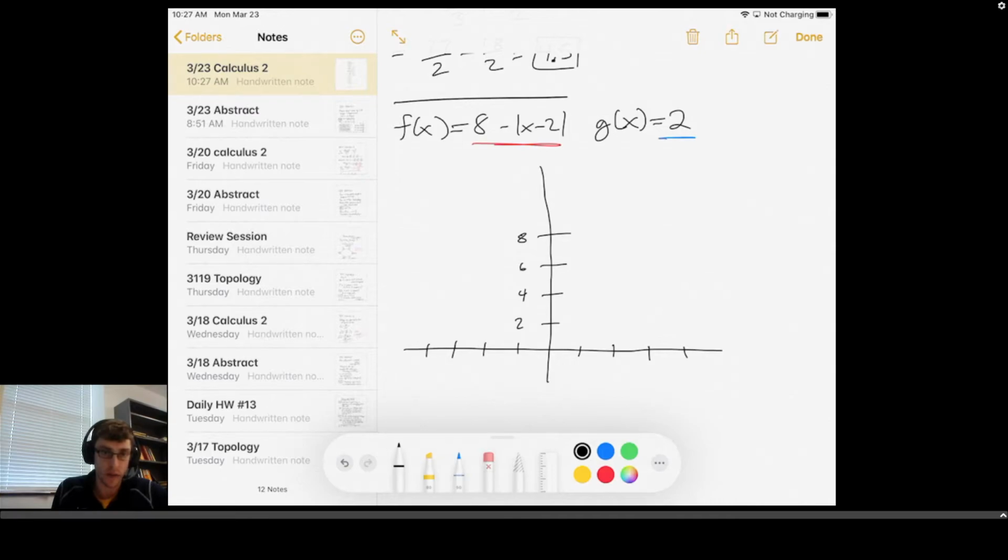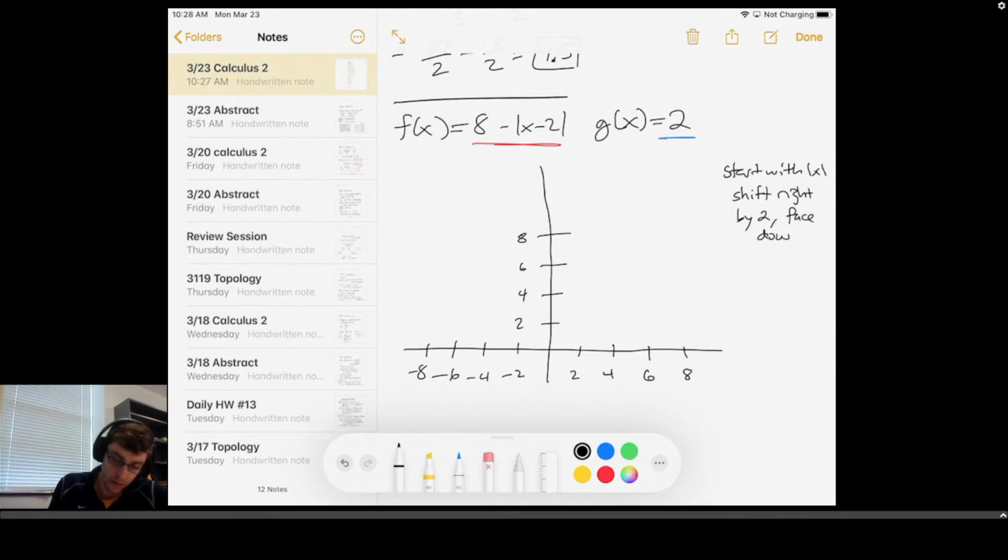Negative, right, 2, up 8. Yep, there you go, Max. Exactly. Yeah, so use what we know from way back and think about how it changes from something, right? So like start with just the absolute value, shift right by 2, face down, and then up 8.